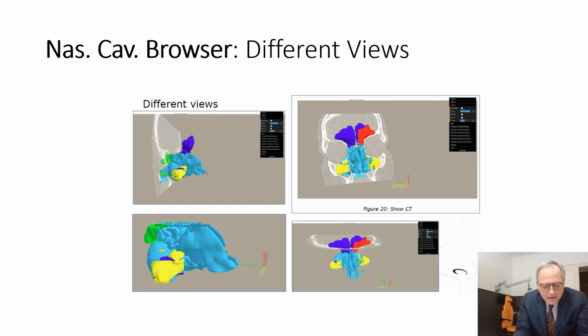This slide presents different views, including the original CT scans. So we can combine the two-dimensional CTs with the three-dimensional Rhinodiagnost volume presentation.